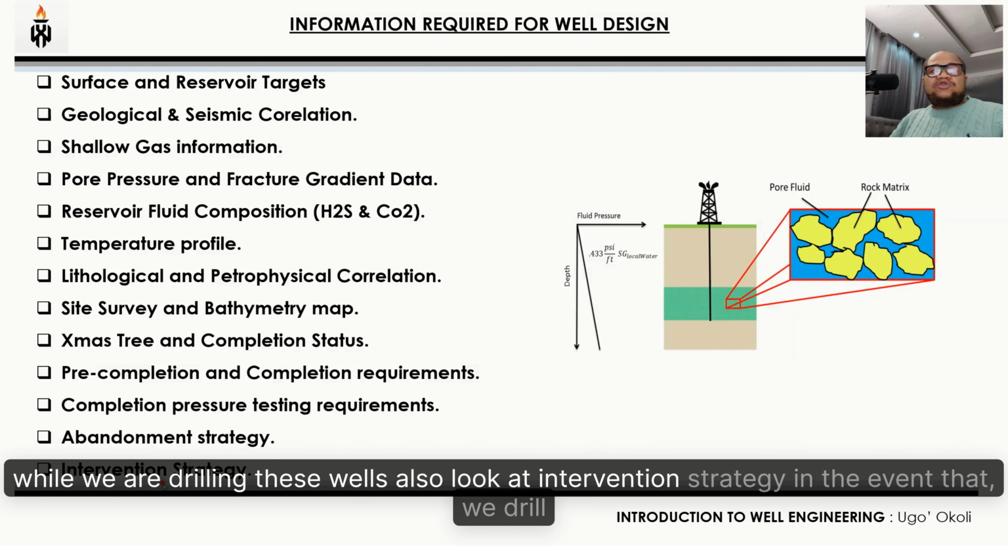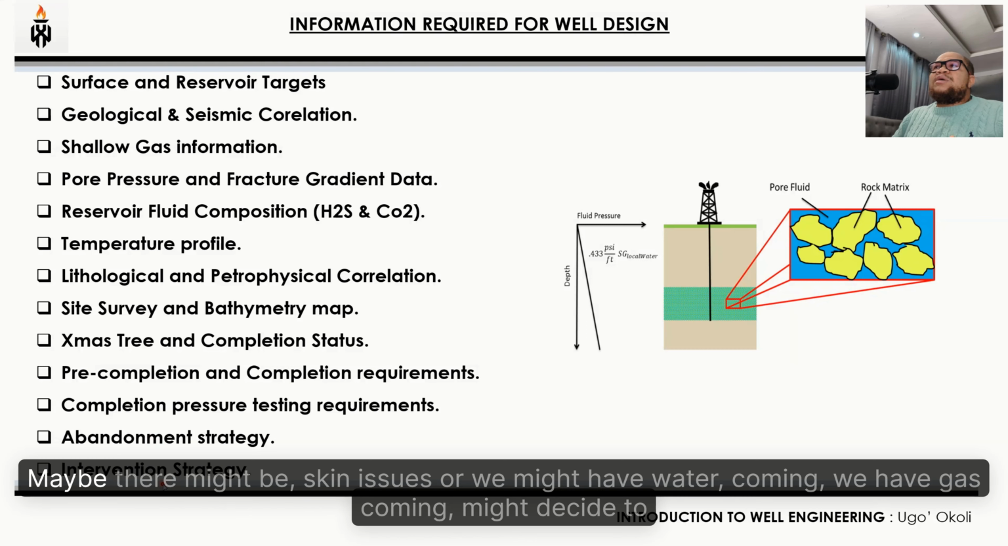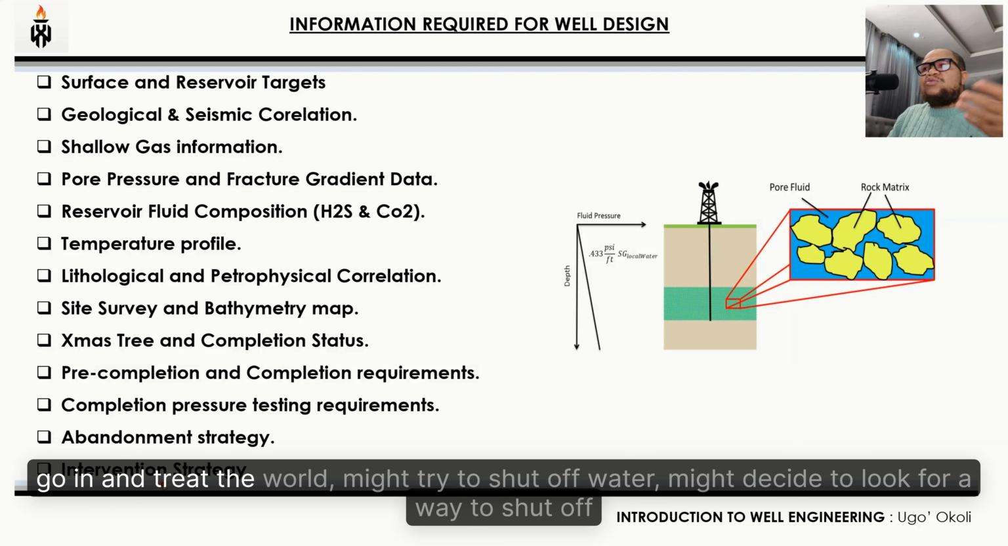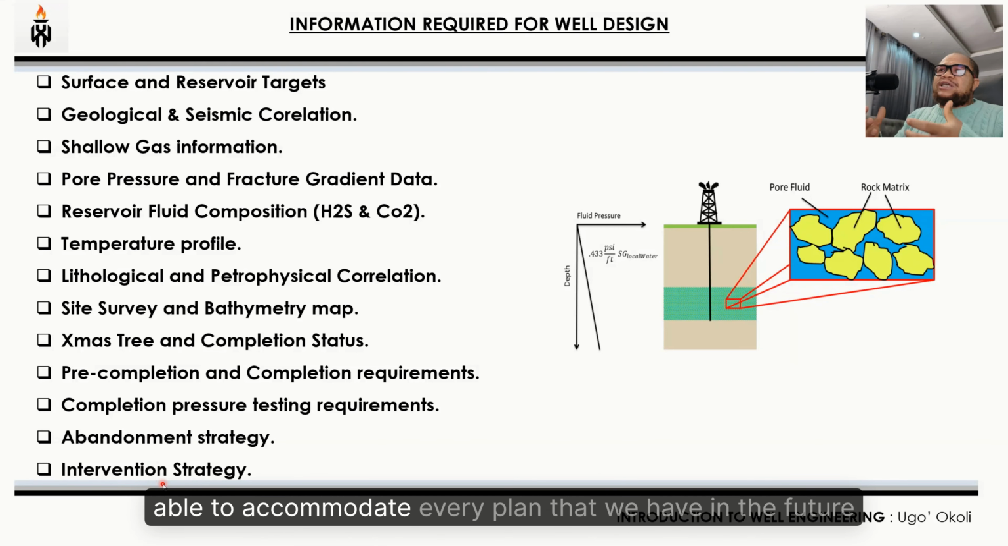We also look at intervention strategy in the event that we drill these wells. Sometime in the life of the well it turns sick. Maybe there might be skin issues, or we might have water coming, we have gas coming. We might decide to go in and treat the well. We might decide to shut off water, or might decide to look for a way to shut off the gas, or reperforate. Different things that we can do with the well. So the well design has to be able to accommodate every plan that we have in the future.